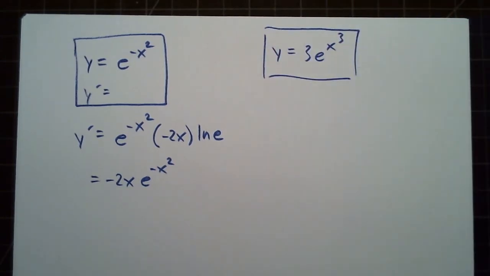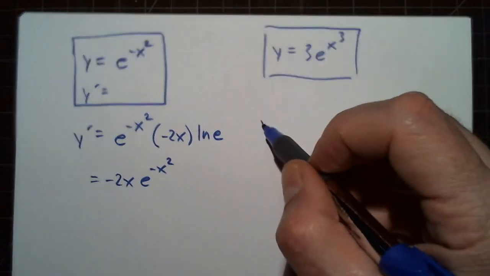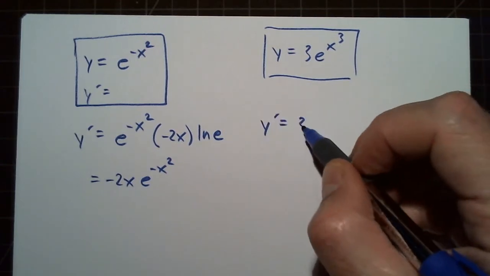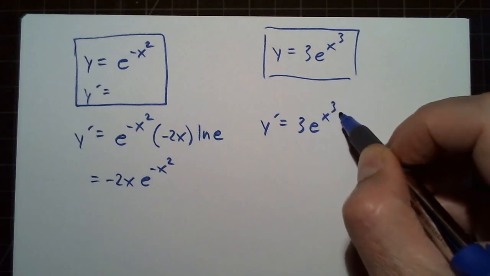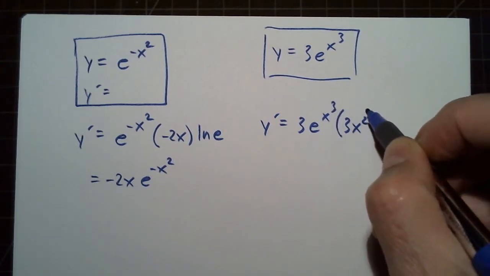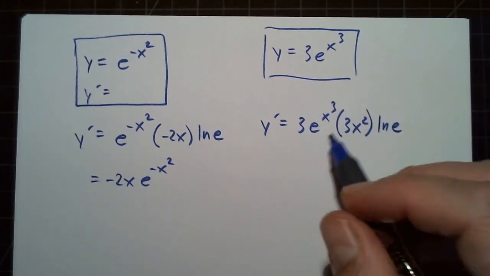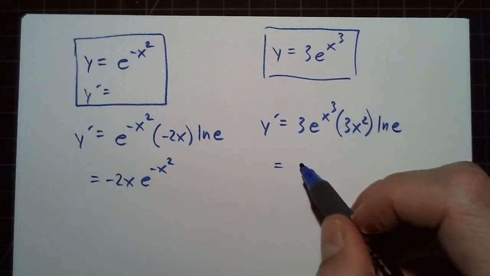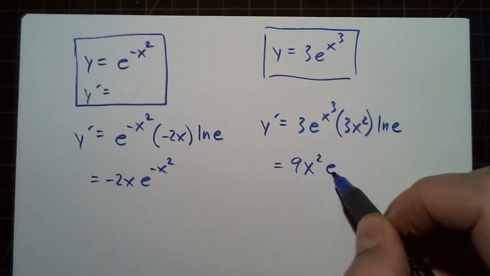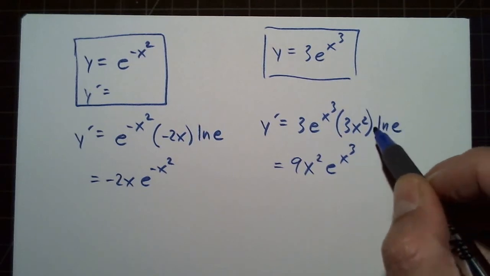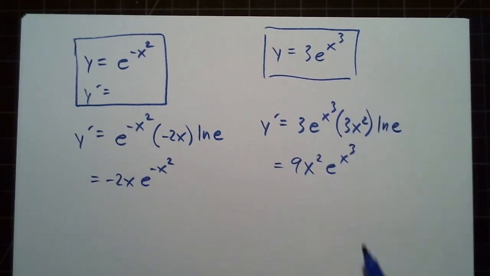Okay, pause the video and try that one. Copy, chain rule, ln of the base. Here we have 9x squared e to the x cubed. Ln of e is 1, so we'll leave it like that.